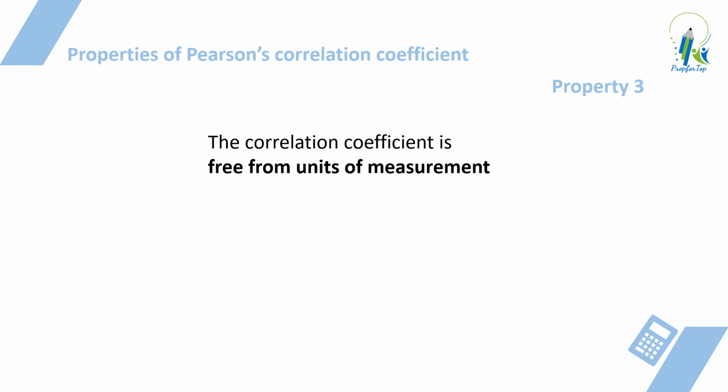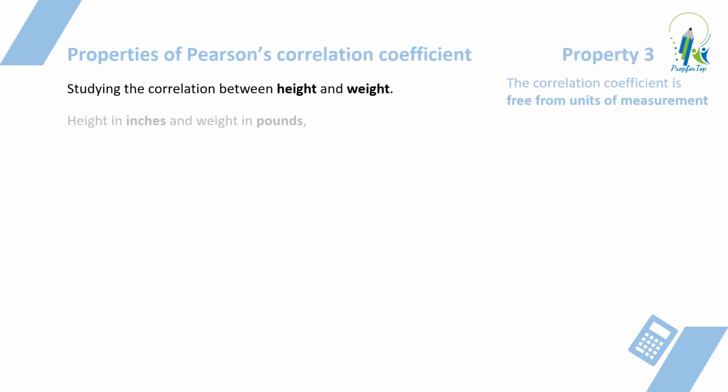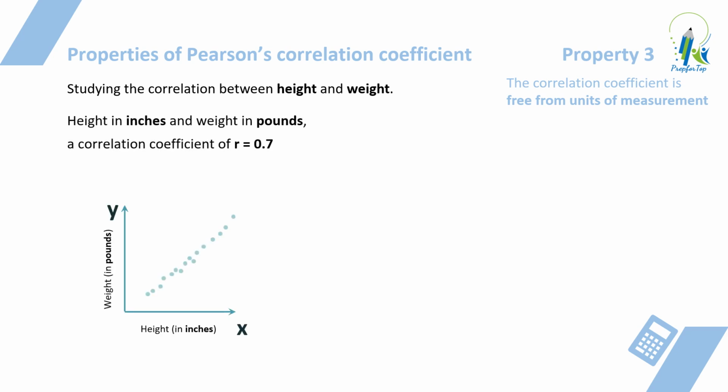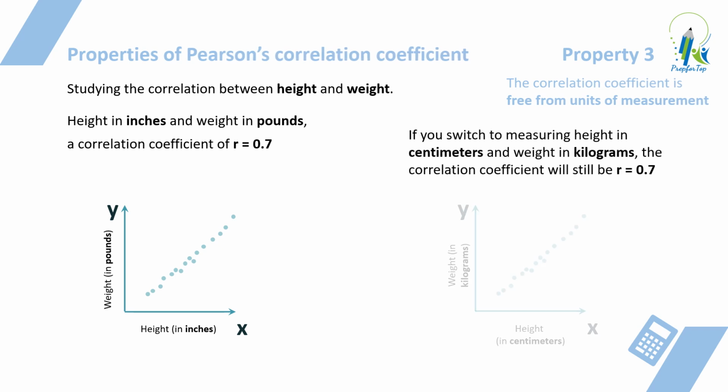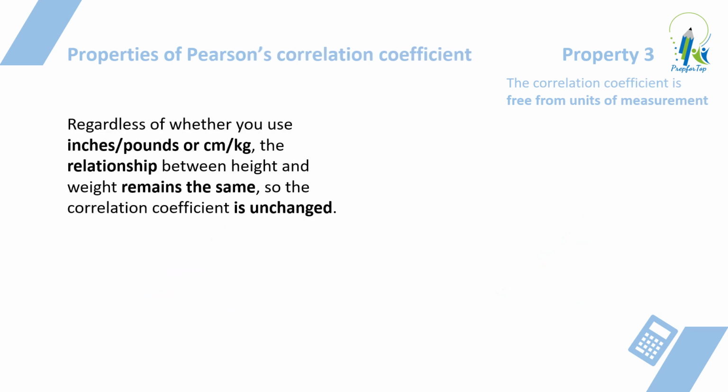Property 3. The correlation coefficient is free from units of measurement. For example, when studying the correlation between height and weight, measuring height in inches and weight in pounds gives a correlation coefficient of R equals 0.7. Switching to height in centimeters and weight in kilograms still results in R equals 0.7. Regardless of whether you use inches and pounds, or centimeters and kilograms, the relationship between height and weight remains the same, so the correlation coefficient is unchanged.